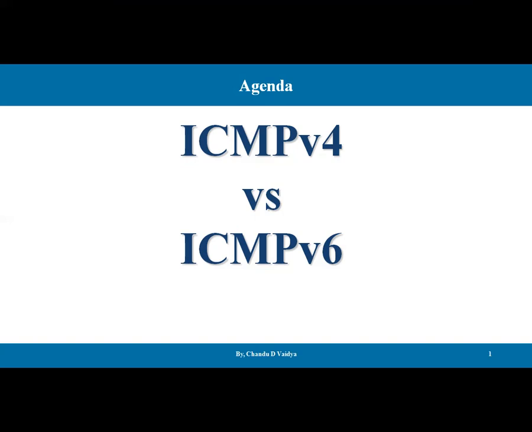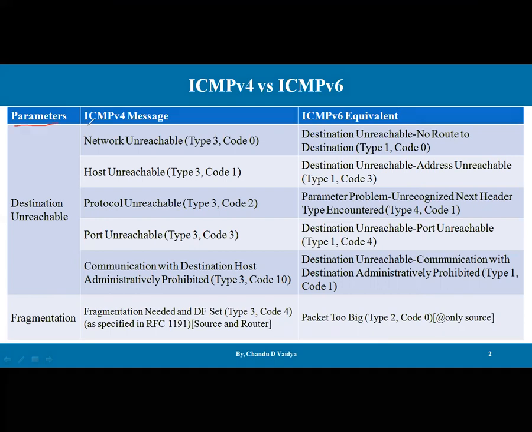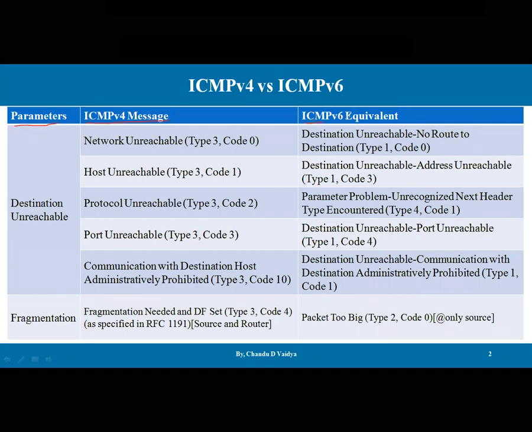As you know, ICMP stands for Internet Control Message Protocol. Here we have three columns. The very first column is the parameters, the second is the ICMP message, and in the third column we have the ICMP version 6 equivalent messages. First I'm taking the parameter that the destination is unreachable.